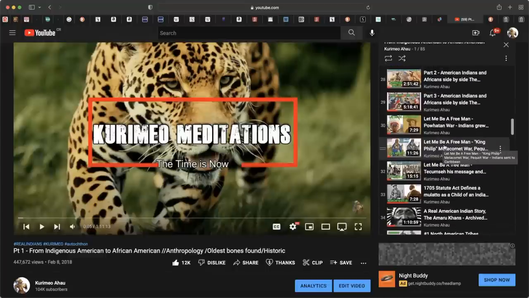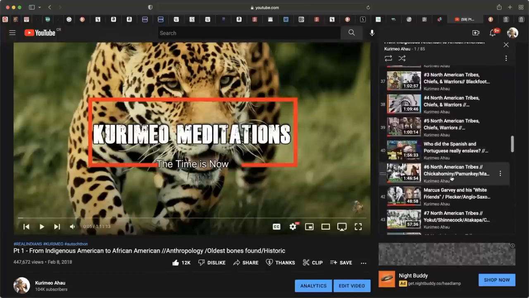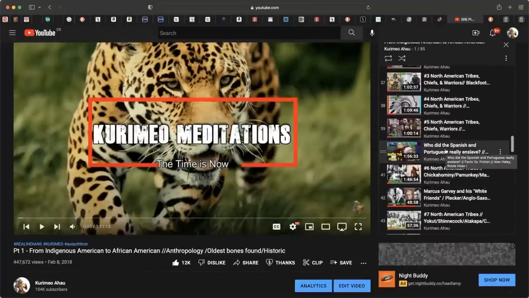All right, we got this one, Let Me Be a Free Man. King Philip, Metacom's War, Pequot War, Indians sent to the Caribbean. We keep going. We got this one, which was a consolidation of references of the Spanish and Portuguese: who were they really enslaving? Basically, that's the name of it. Who did the Spanish and Portuguese really enslave? Facts versus fiction. Alex Haley, Roots Hoax. All right, we went over that.